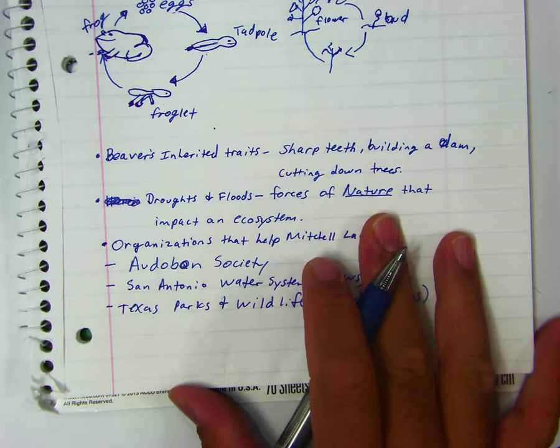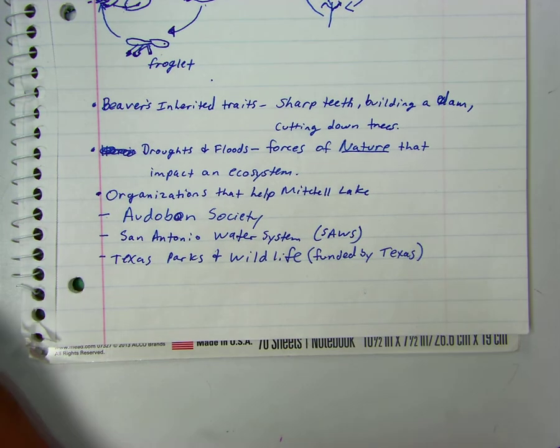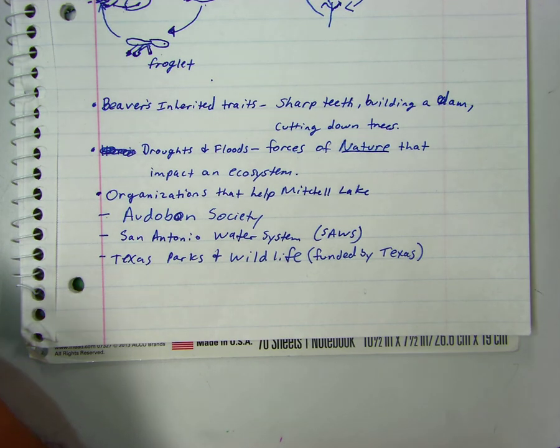The next thing we're going to be talking about is a beaver's inherited traits, things that it is born knowing already. Of course, it's born with its sharp teeth. It knows that once it's born, it's going to build a dam. Cutting down trees is also something that it is born knowing to do.